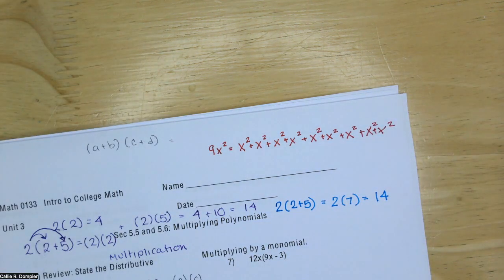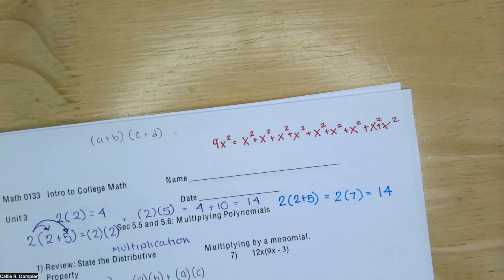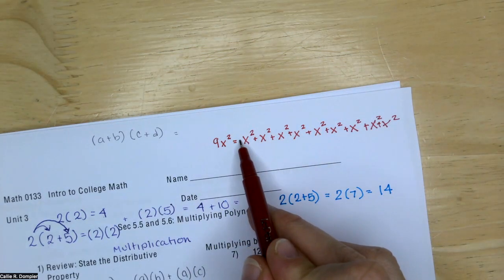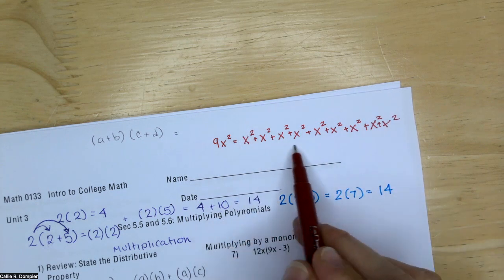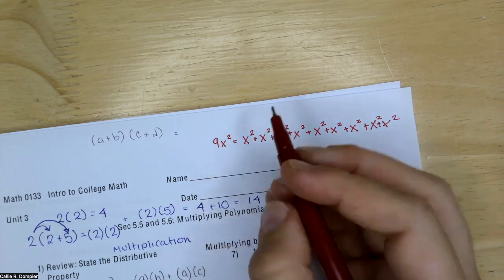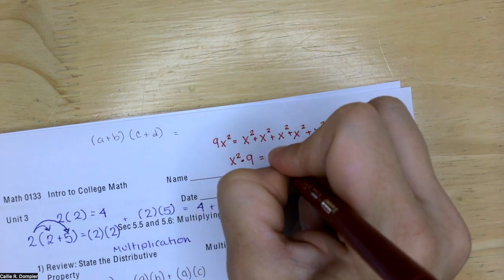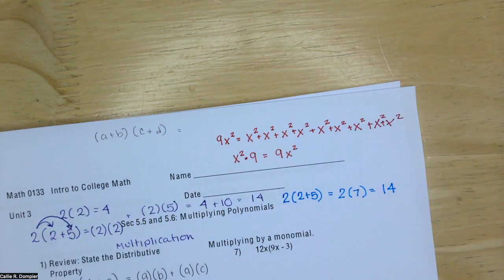Nine. Good. That's 9x squared. Or there are 9 of them. I'm taking x squared and combining 9 of them. X squared times 9 is 9x squared. How many are there? There are 9.